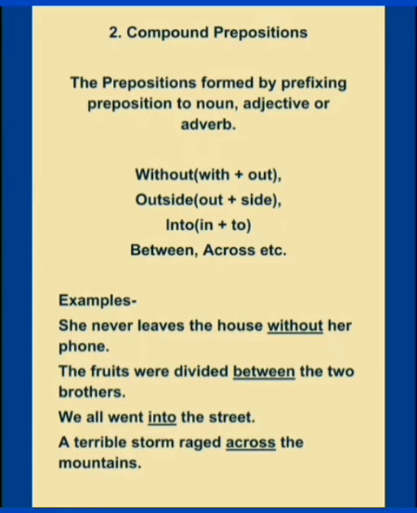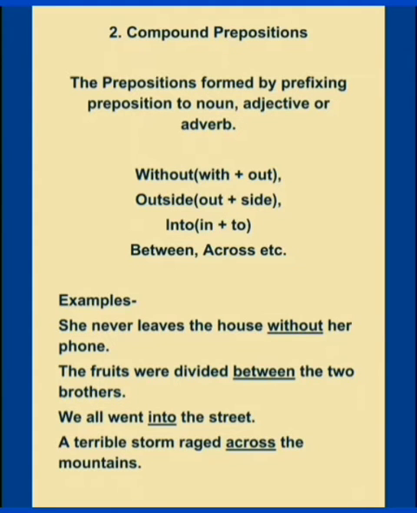Next we have compound prepositions. The word compound tells you that something is merged with the other. The prepositions formed by prefixing a preposition to a noun, adjective, or adverb. We use a certain preposition and we merge it with some other word to make a new preposition. We have here without. You can see that without is made by adding with and out. Similarly, we have outside. We have added out with side to make it outside. So these are the compound prepositions that are formed by prefixing a preposition with any other word.